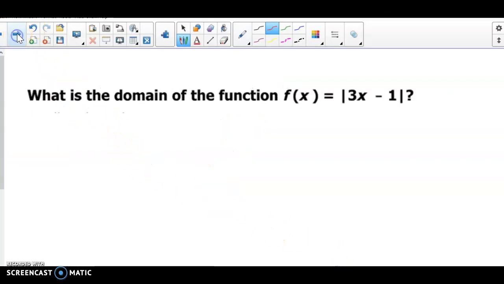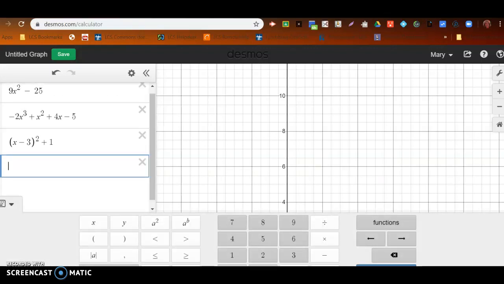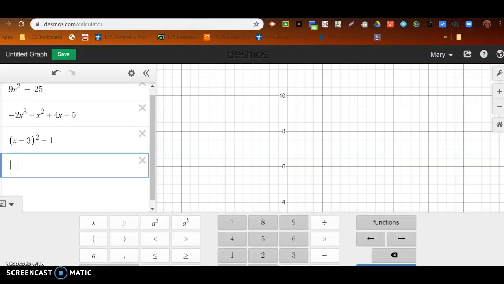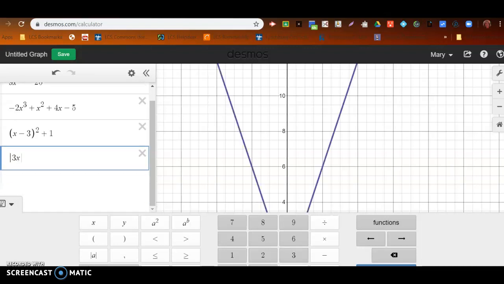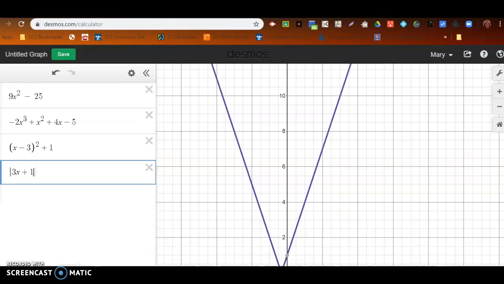So we have that answer either graphically or algebraically. Here we want to look at the domain of the function 3x plus 1. So we have an absolute value. Remember, in order to pull up the absolute value, we have to go here, and 3x plus 1 is inside our absolute value.